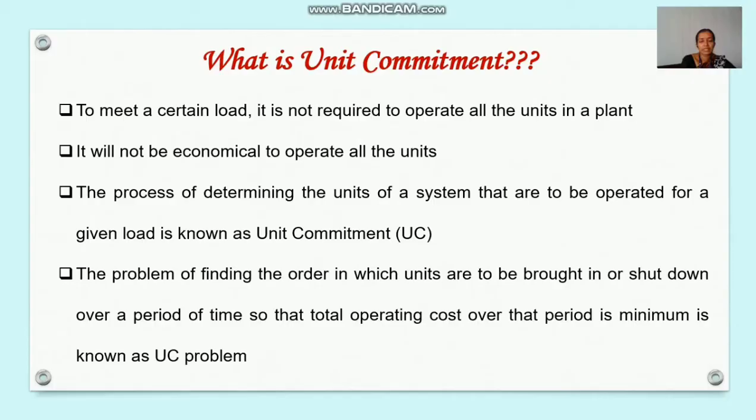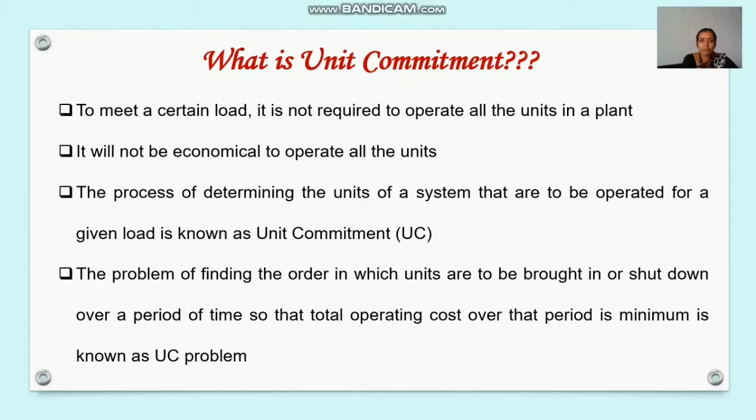So suppose there is a power plant with 5 generators and let each of the generators have a capacity of 200 megawatt. Then what will be the total capacity of that plant? So it will be 5 into 200, 1000 megawatt. Now suppose at a particular time instant, the load coming to that power plant is 500 megawatt. So we have to supply this load.